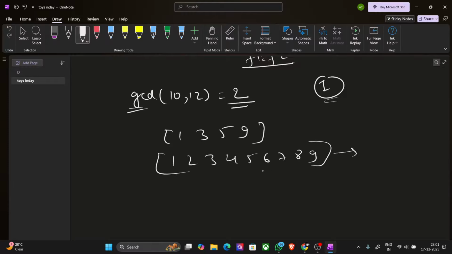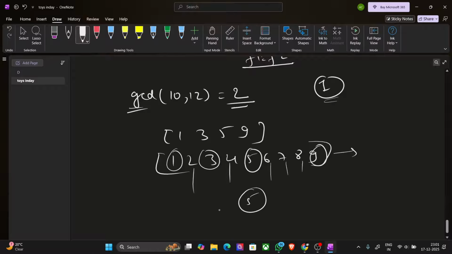But in this, the number of elements that I have added has increased. These are my original elements, and the number of elements I have added, 2, 4, 6, 7, and 8, is 5. So the answer for this is 5, but it's not optimal.